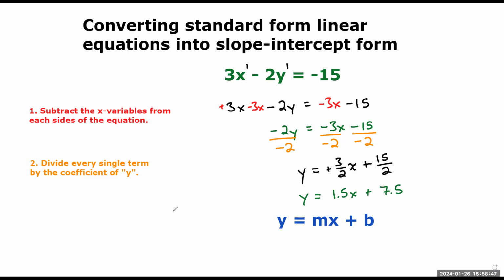So now we're going to take a look at these graphs on Desmos and ensure that our original equation of 3x minus 2y is equal to negative 15 is in fact equal to our slope-intercept form of y is equal to 1.5x plus 7.5.